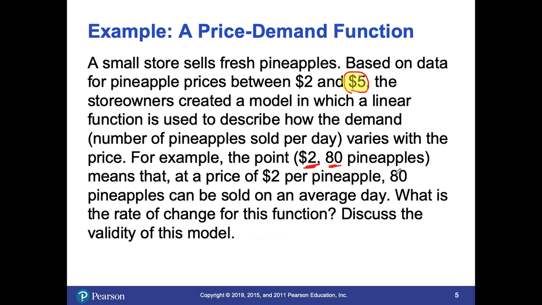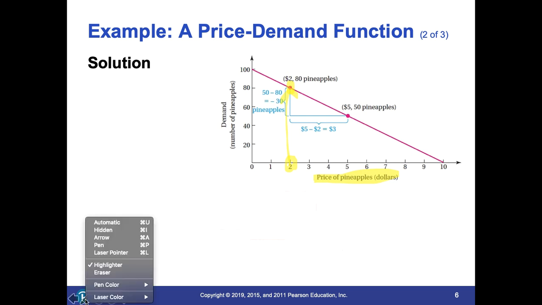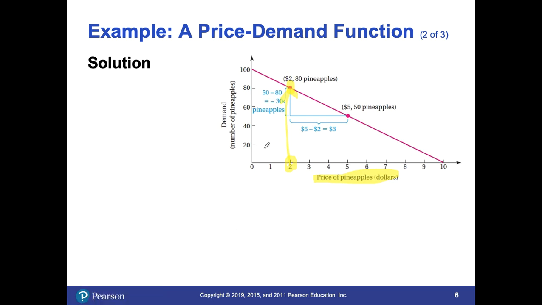So taking a look at this picture here, here again, we have our graph. Down here is the price of pineapples in dollars. So again, we started off with $2 here, right? So let's draw an arrow straight up to here. And that gives us this point up here. But then for some reason, whether it be the economy or who knows why, the store owner decides to increase the price from $2 up to $5.